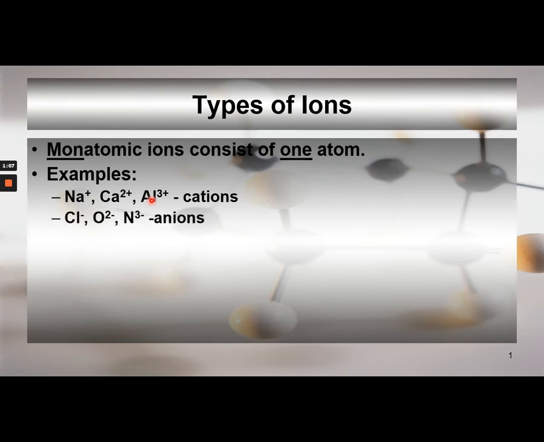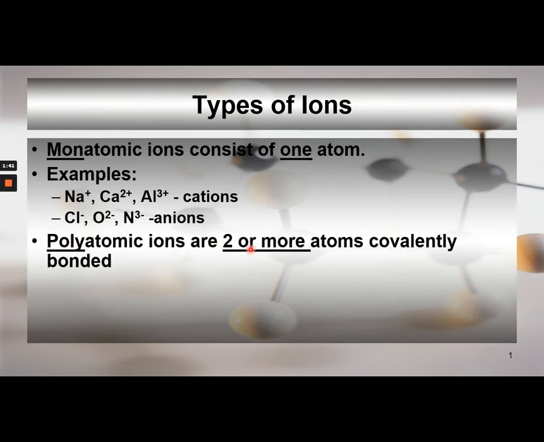Anions are negatively charged. They've gained electrons. So we have a chloride ion where it gained one more, so it has 17 protons and 18 electrons. We have an oxide ion, which normally would have 8 protons, now it has 10 electrons, and a nitride ion, which has 7 protons and 10 electrons. Those are called anions.